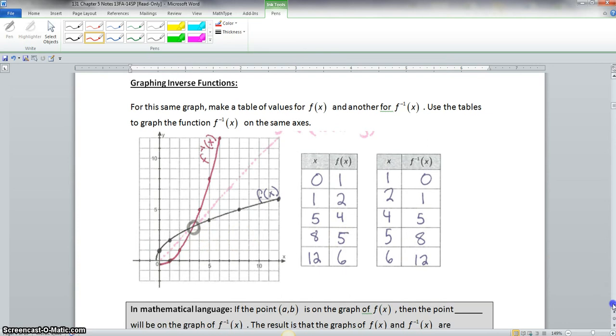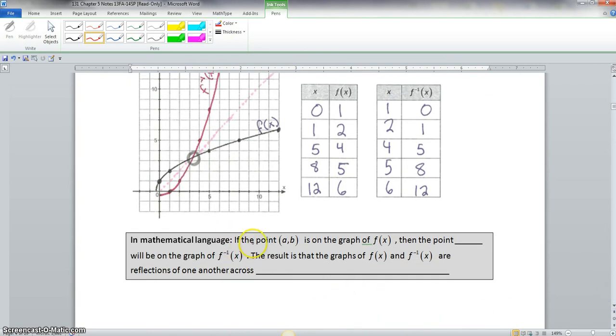So what we have here is this. It says if the point (a, b) is on the graph of f of x, then the point (b, a) will be on the graph of the inverse of f of x. The result is that the graph of f of x and f inverse of x are reflections of one another across the identity line.